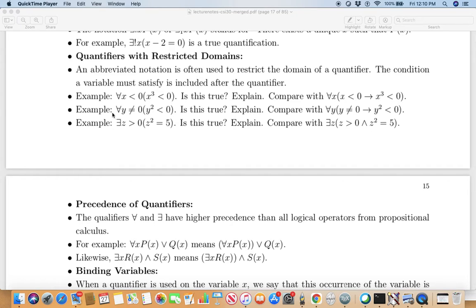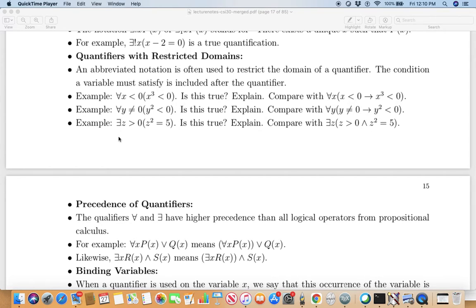Okay. Likewise, for all y non-zero, y squared is less than 0. Is this true? No, it is not true. For instance, all you need is any y that's not 0. Its square is definitely not less than 0. Well, this may also be rewritten as for every y, y not 0 implies y squared less than 0.